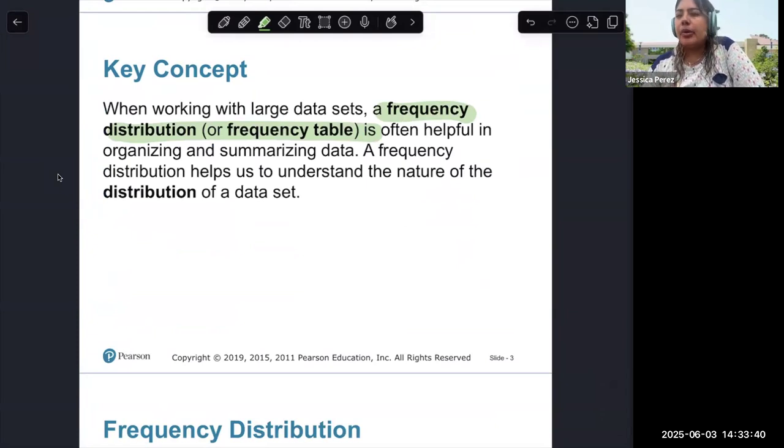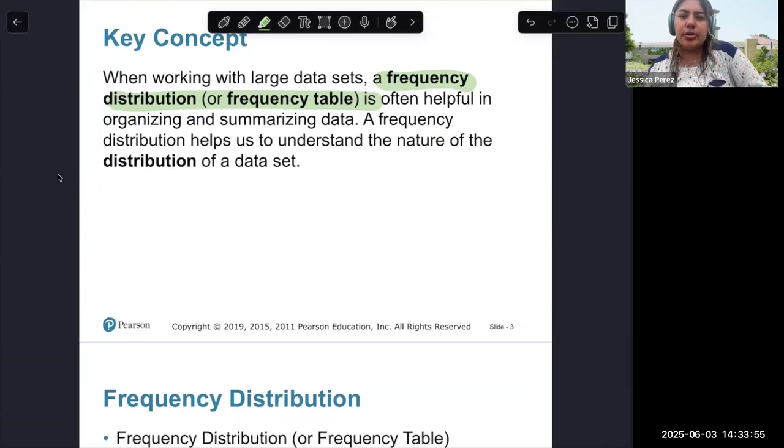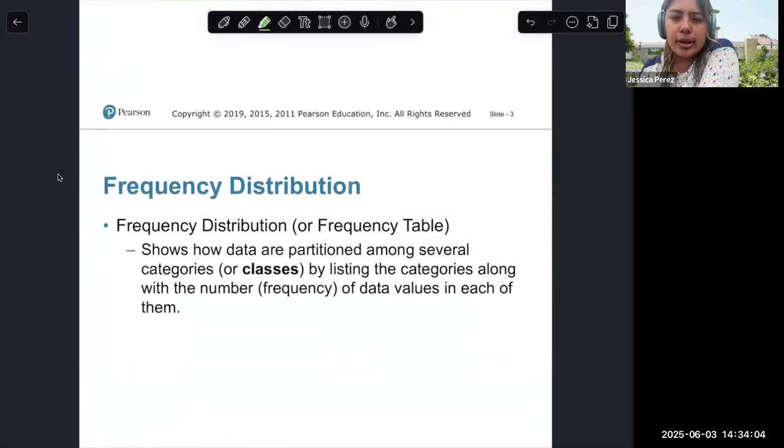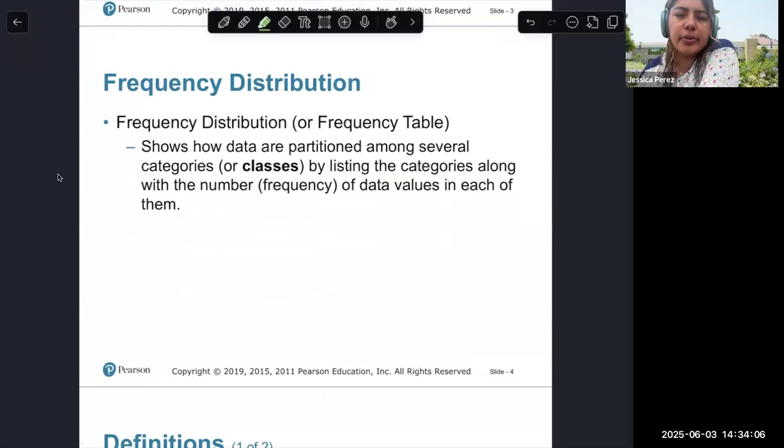That is the most important aspect of having distribution tables that will help us to organize and summarize data. Frequency distributions help us, more than anything, understand the nature of the distribution of the data set. So how is our data being distributed? Let's first talk about the definition of a frequency distribution. A frequency distribution or a frequency table, what does it do?